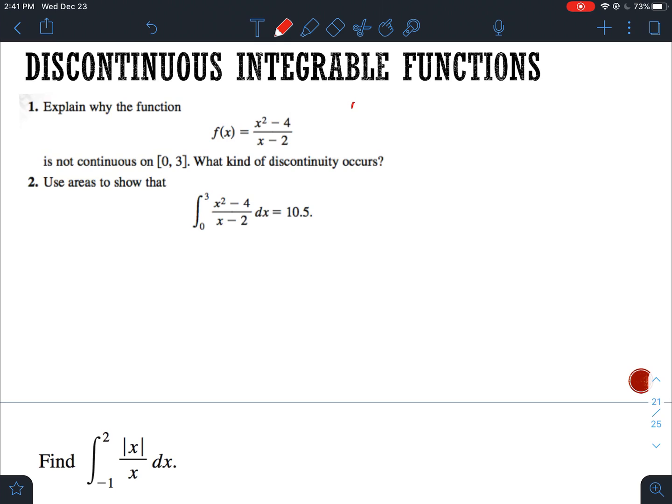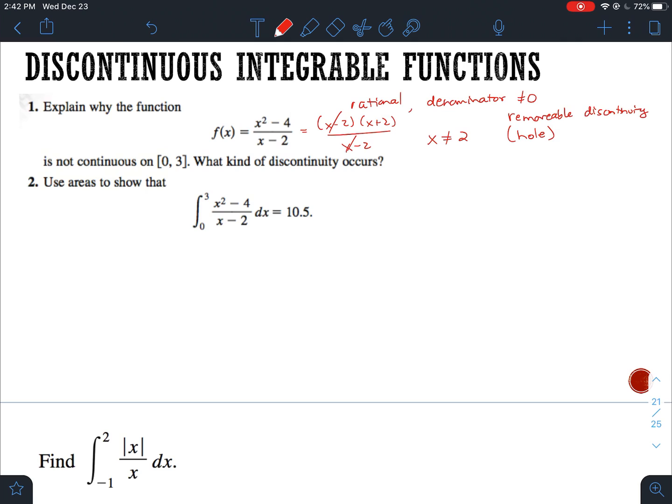All right, discontinuous integral functions. So even if a function is discontinuous at a point, you still might be able to find its integral. So where is this function discontinuous? Well, this is a rational function. And remember, in a rational function, your denominator can't be 0. So where does the denominator equal 0 in this function? Well, x cannot equal 2 in this function. So my function is discontinuous at 2. And since the denominator equaled 0, and with the numerator, it would cancel, that's going to be a hole.